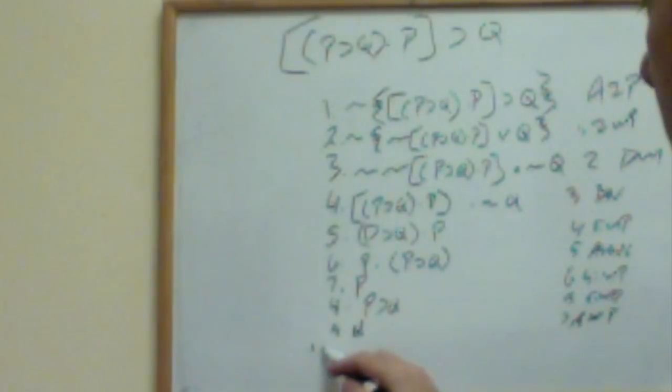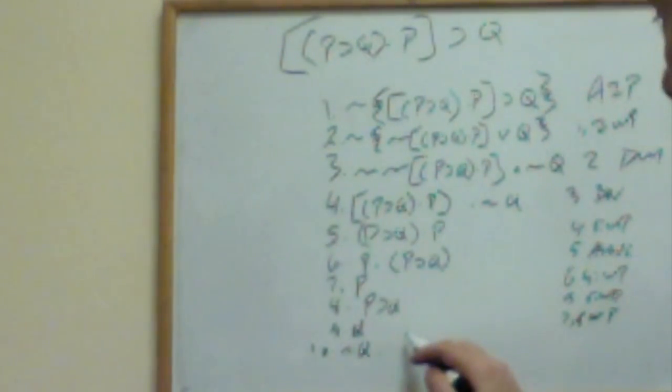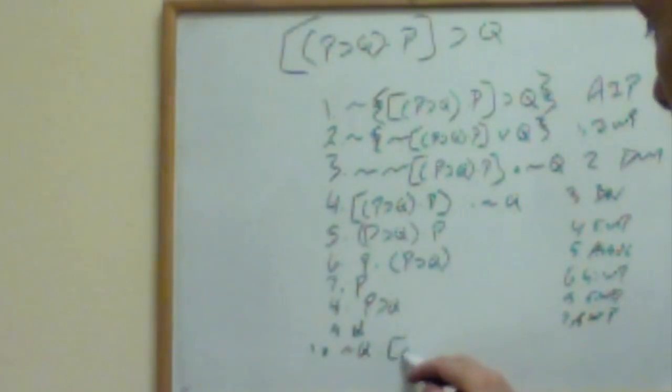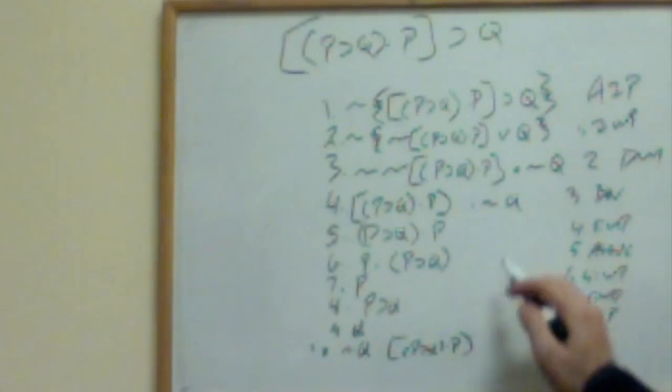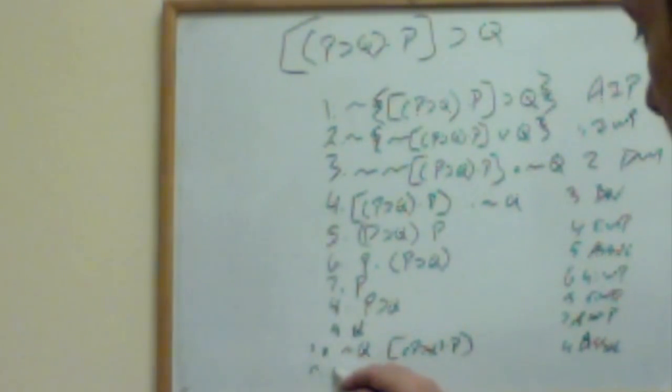And so we have tilde Q here, we have Q here, we just need to flip this and simplify it. So we write down line 10, and we write tilde Q dot P horseshoe Q dot P, and we got that from line 4 by commutativity. Now we can simplify and get tilde Q. Now we have Q and tilde Q.